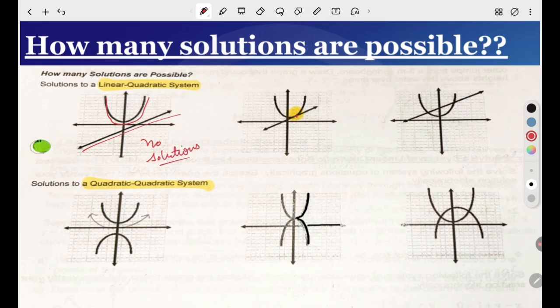In this one, they touch at one point, so there is one real solution. In this one, they touch at two points, so two real solutions. In this one, they touch at nothing, so there are zero solutions. In this one, they touch at only one point, one real solution. In this one, there are two points, so two real solutions. That's how you deal with the number of solutions.